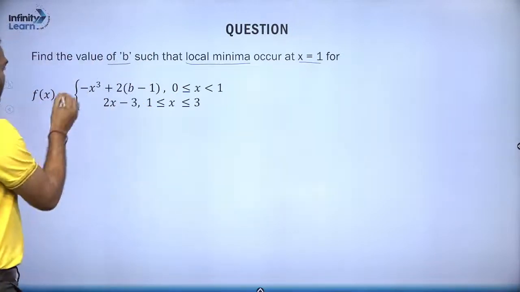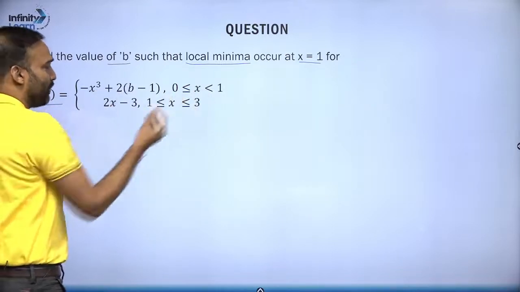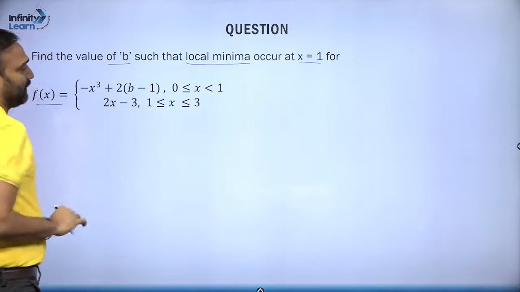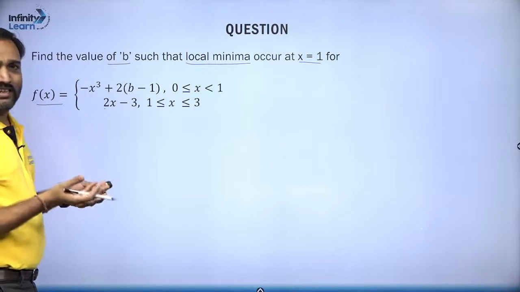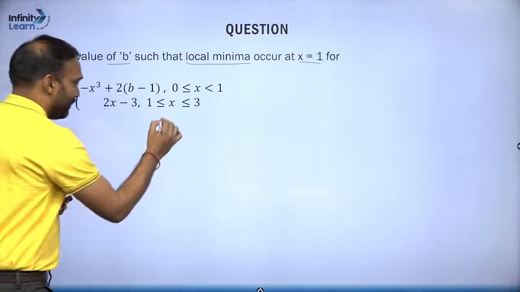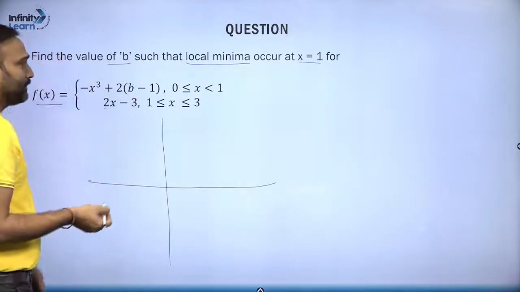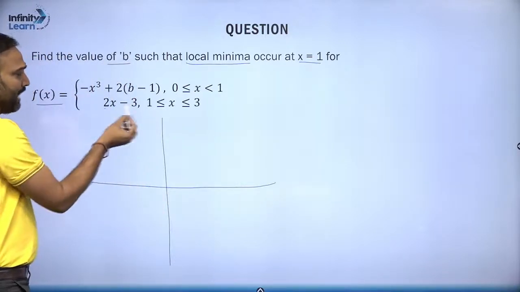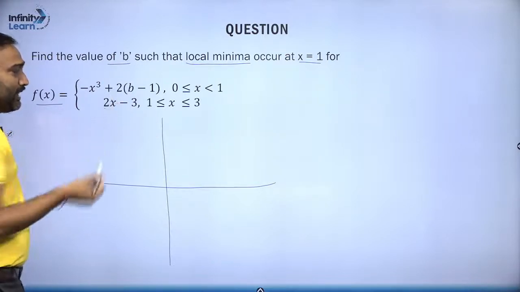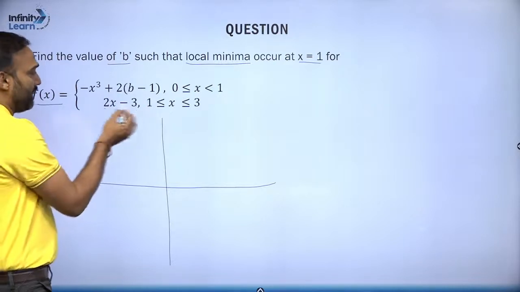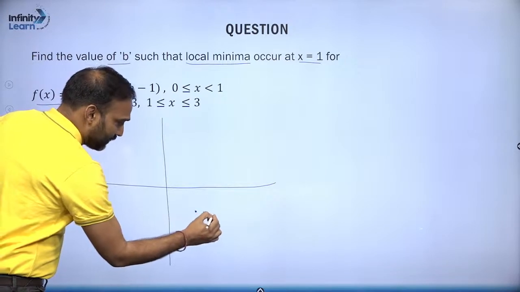Now over here, let us read the function. f(x) is given as minus x cube plus something for 0 to 1, and for 1 to 3 I have 2x minus 3. So over here I can easily draw this 2x minus 3. It's a linear equation, so it has to be a line. I will draw the curve and I will use the basic definition for local minima and local maxima. So from 1 to 3 I have to draw a line. At x equal to 1, if I put x equal to 1, this value becomes minus 1. So I know at 1 my line would be at minus 1. So let's say this point is 1 comma minus 1.